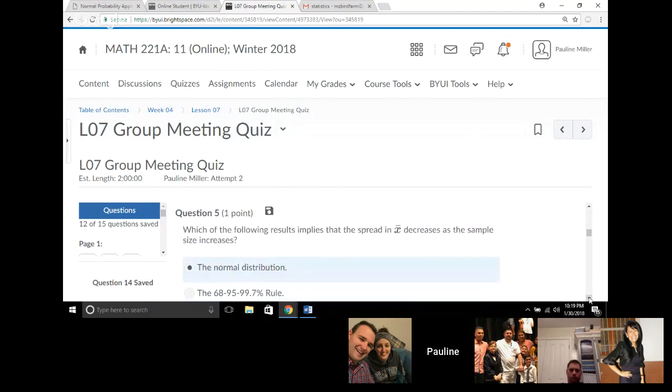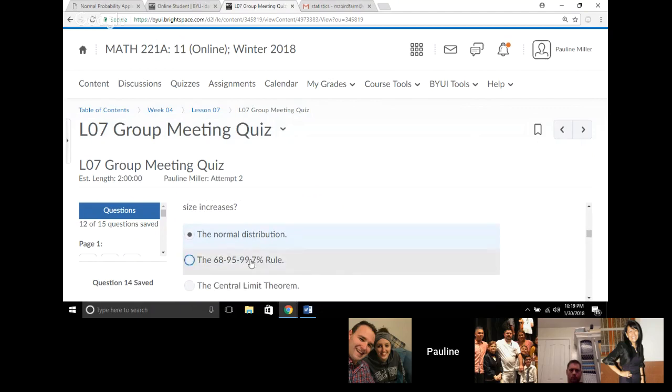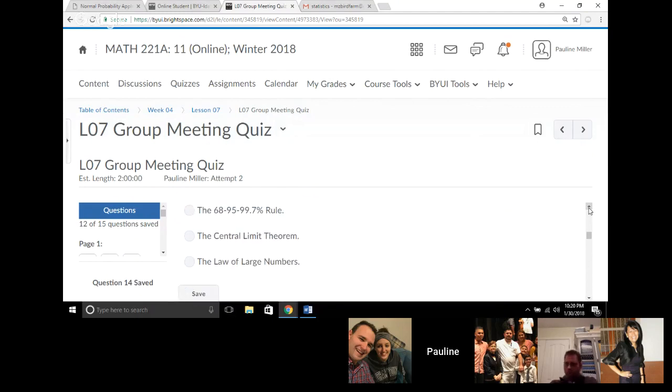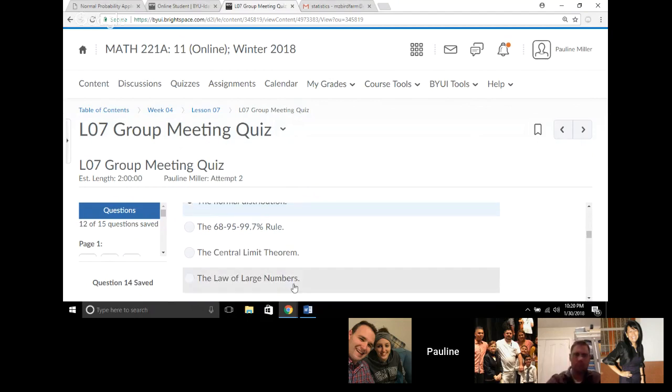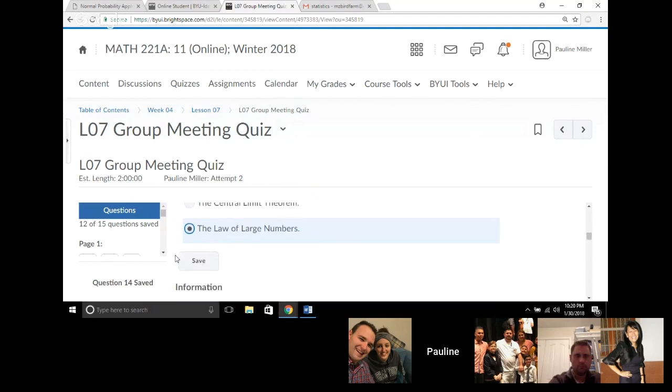Which of the following results implies that the spread of the X decreases as a sample grows? I know it's not this one, and I know it's not this one. I just don't know if it's the normal or if it's the law of large numbers. I submitted the quiz already, and it's not the normal distribution, so it's probably the law of large numbers. Okay. So we'll try that one then.